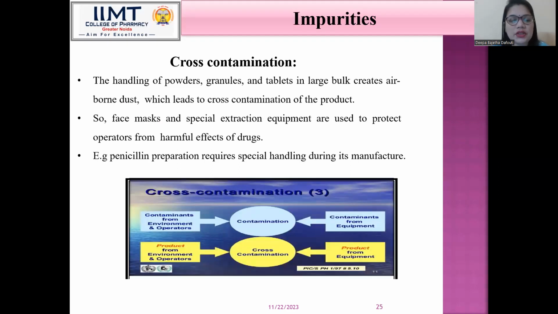Next is cross-contamination. The handling of powders, granules, and tablets in large bulk creates airborne dust, which leads to cross-contamination of the product. So face masks and special extraction equipment are used to protect operators from harmful effects of drugs. Example, penicillin preparations require special handling during their manufacture. So cross contamination is contamination of the product from the environment and operators, and contamination of the product from the equipment.